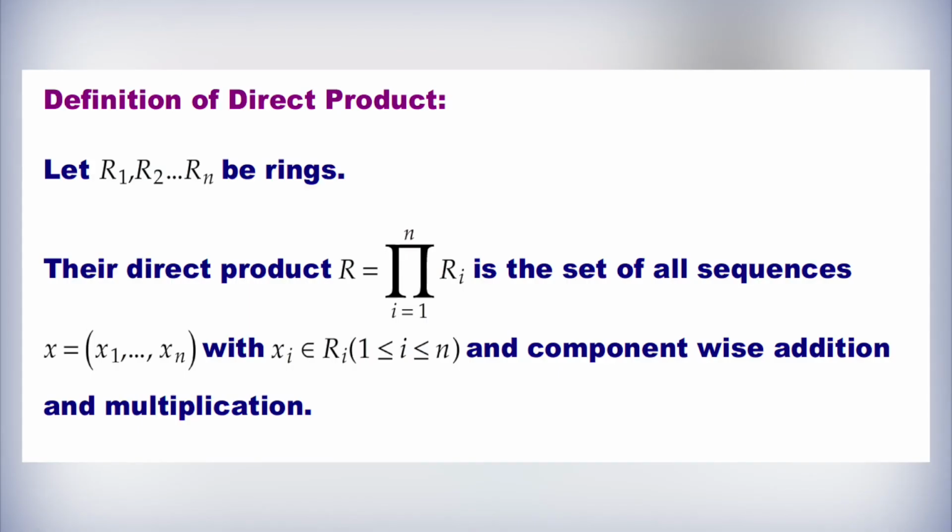Let us see some definitions here. The definition of a direct product. Let R1, R2, so on up to Rn be rings. Their direct product R, equal to the product over i equal to 1 to n of Ri, is the set of all sequences x equal to (x1, x2, so on up to xn) with xi belonging to Ri for 1 less than or equal to i less than or equal to n, with component wise addition and multiplication.